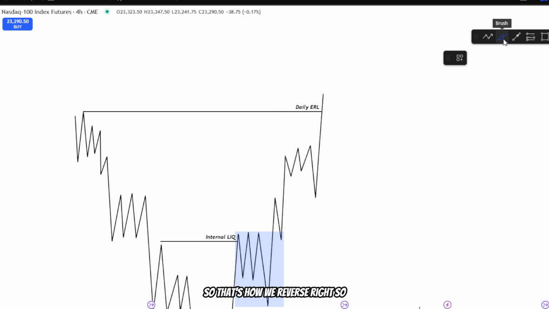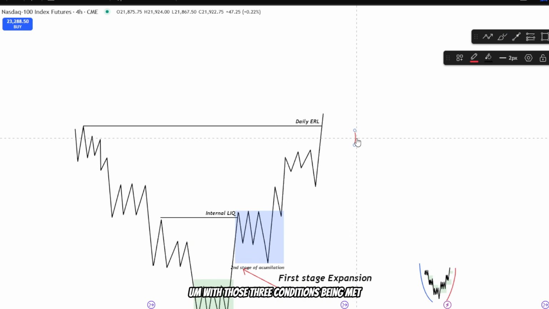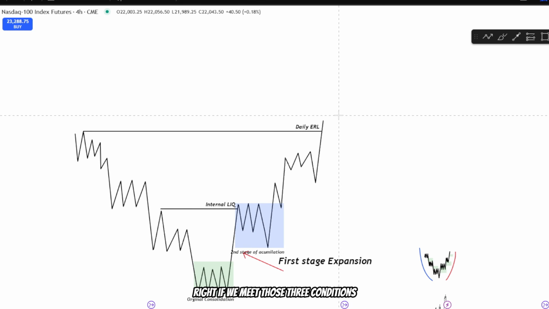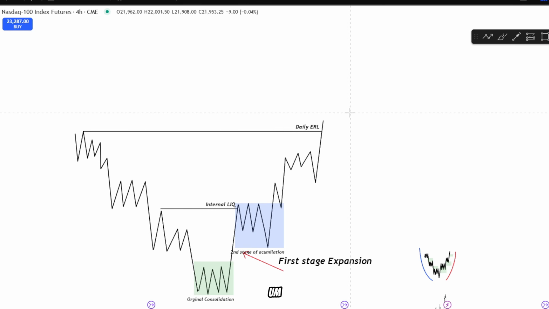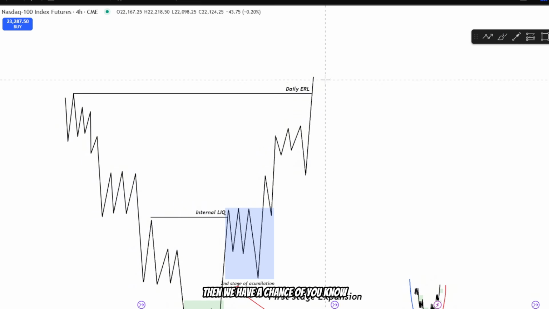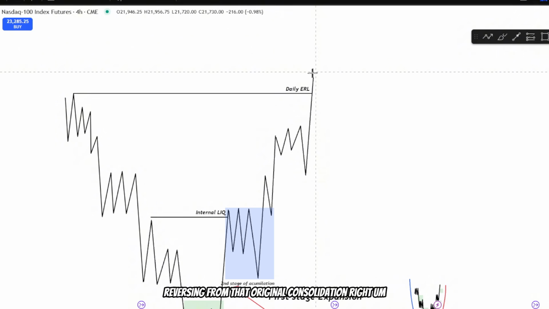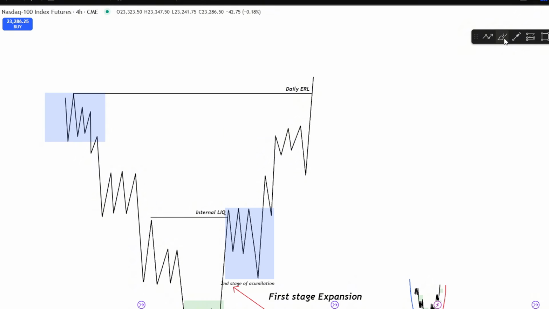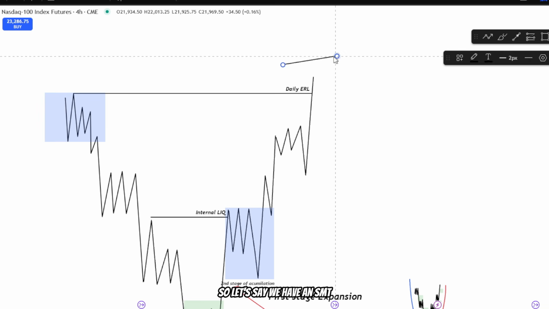So that's how we reverse, right? With those three conditions being met, if we meet those three conditions at this higher time frame or this original consolidation, then we have a chance of reversing from that original consolidation, right? So let's say we have an SMT, right? And the reversal conditions, you cannot reverse without this happening.